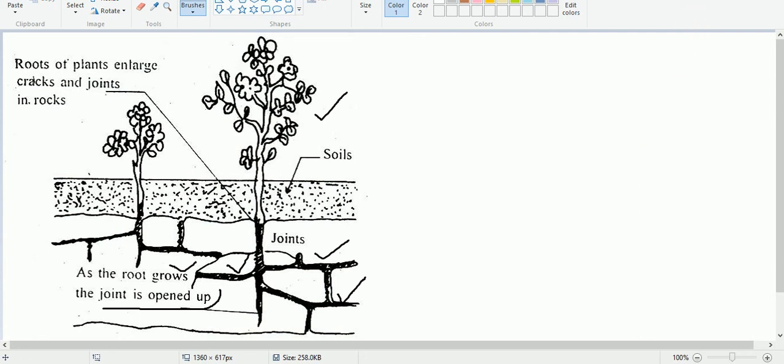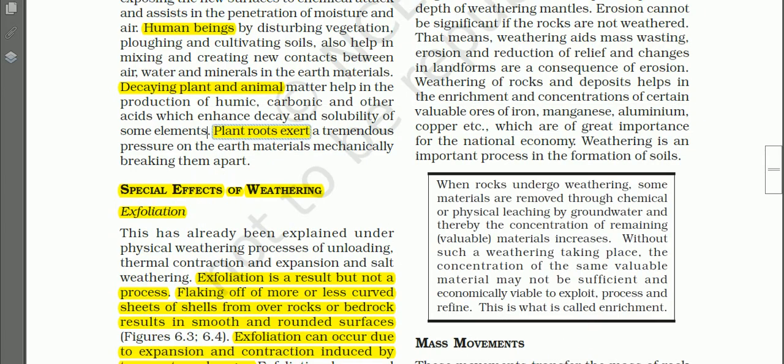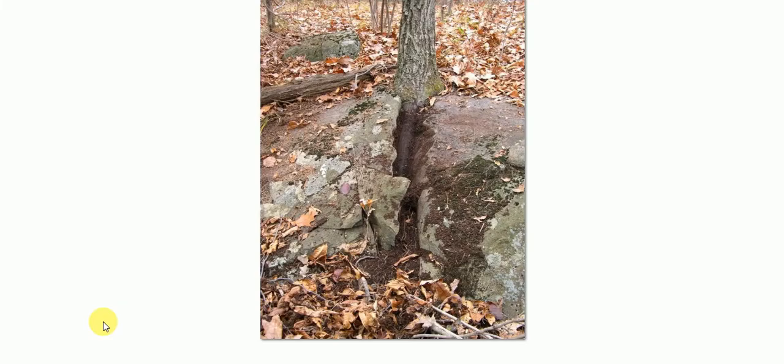So we have some photographs relating to this. See here, because of the tree wedging, the root is wedging into the stone, the rock, and because of that the stone is broken. So in this way plants also help in the weathering process. This is what I call tree wedging.